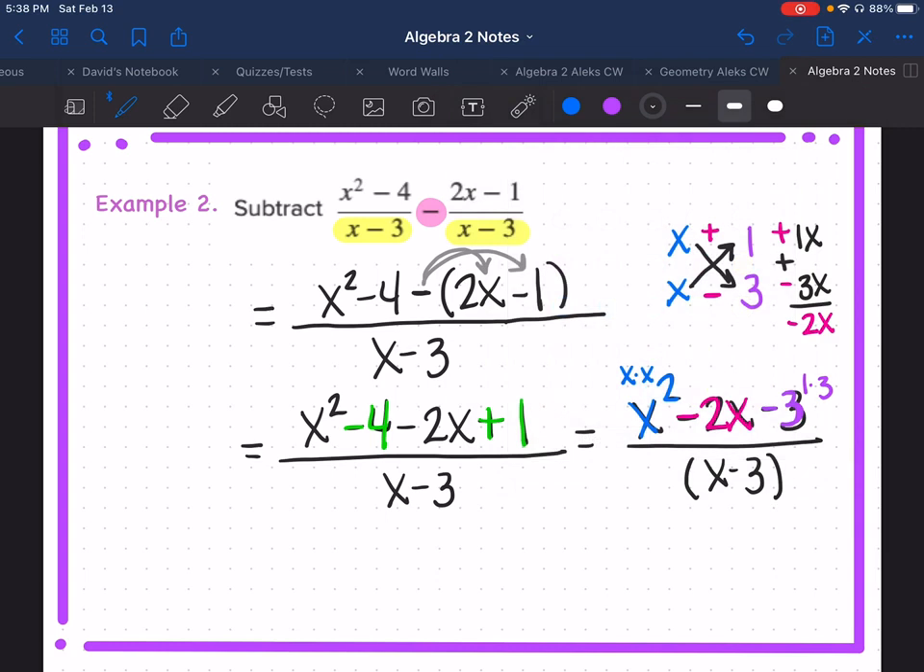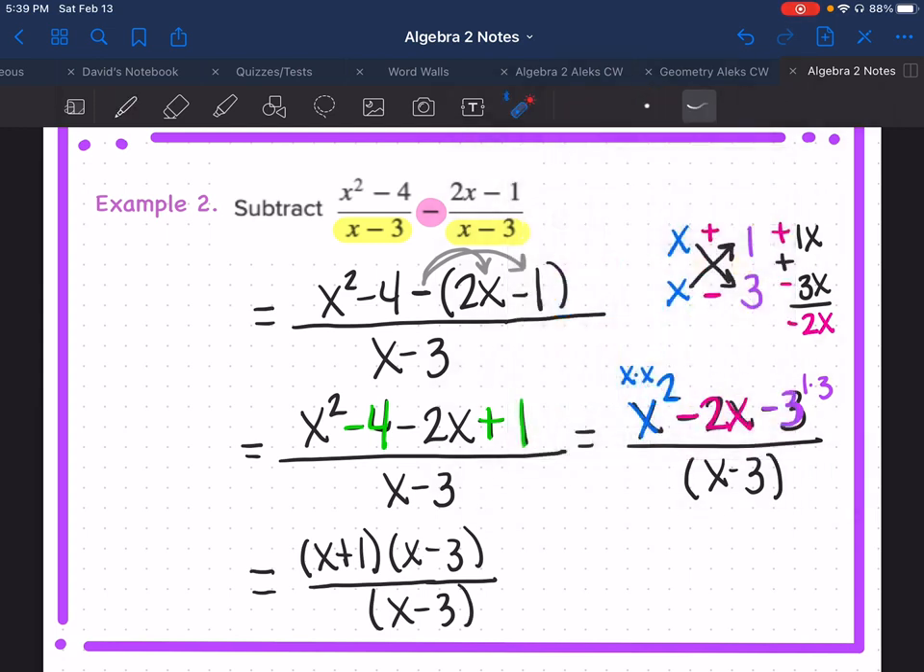All right, here we go. I'm going to move over here because I need one more step. I now have the factors x plus 1 and x minus 3 in the numerator, and in the denominator, I have x minus 3. I can see that I have two x minus 3s, one in the numerator, one in the denominator. So they will completely cancel each other out because they are exactly the same. And my final answer is x plus 1. I have nothing left in the denominator.